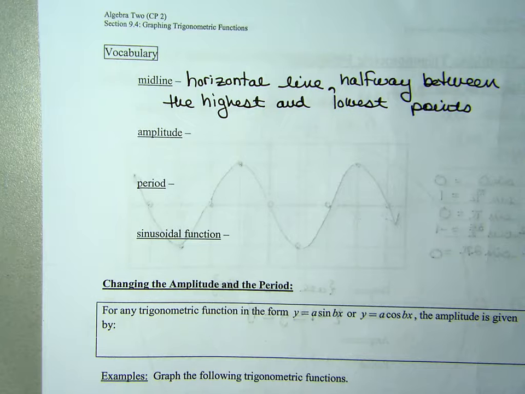And every sine and cosine graph will have a midline. This is important because our next few definitions will be based on this midline, so we're going to need to make use of this. It's a horizontal line halfway between the highest and the lowest points.